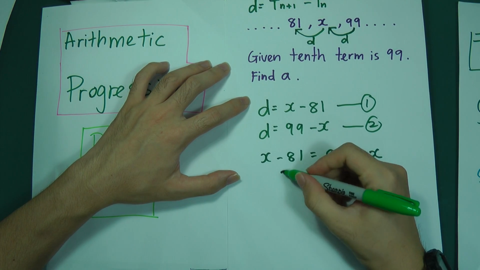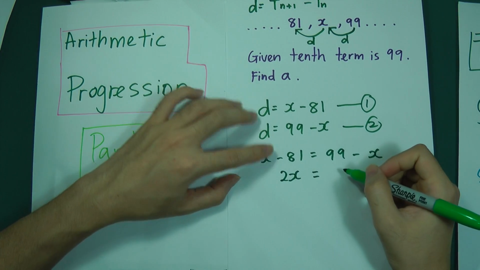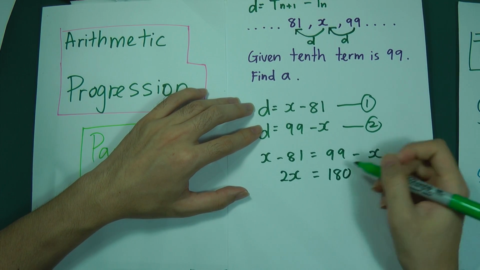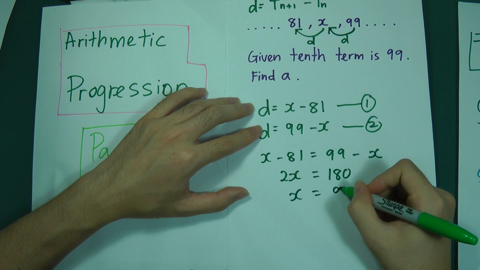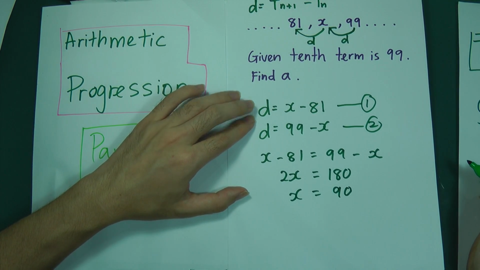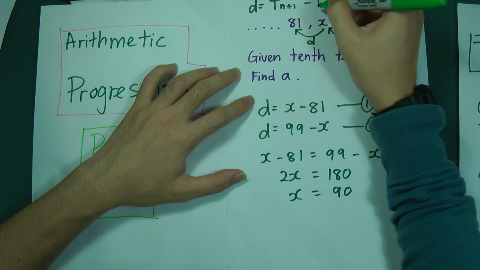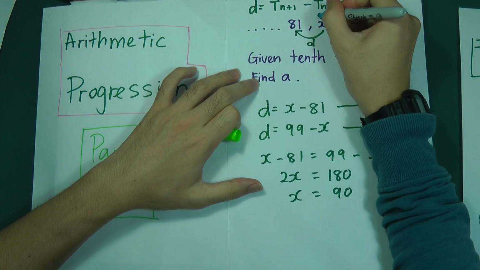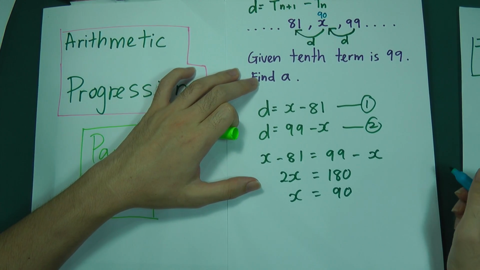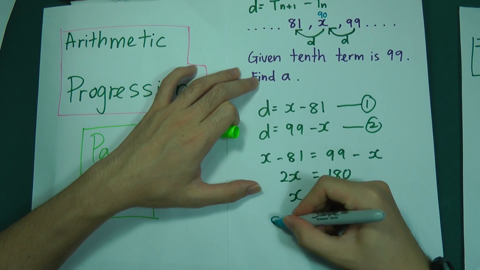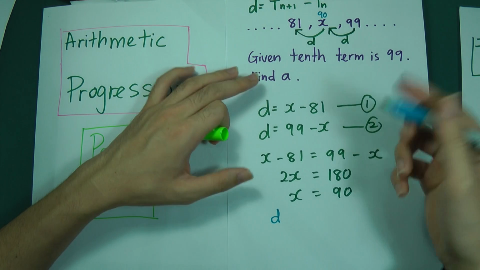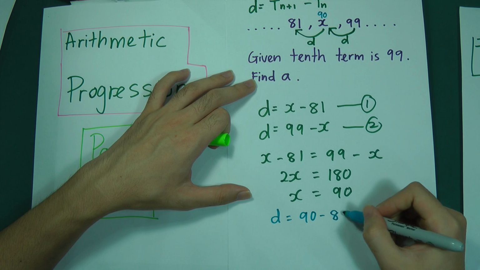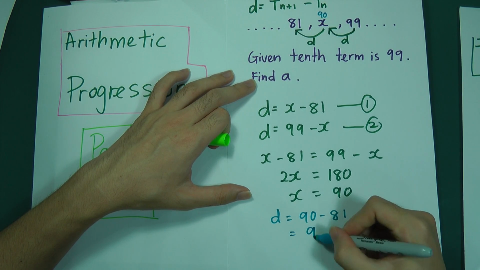Then I will get 2x will equal to, moving over here, 180. So x will equal to 90. Therefore, the value for x is 90. After I got x, I can get d. I simply substitute x back into either one. Let's say the first one, d will equal to 90 minus 81, which is 9.